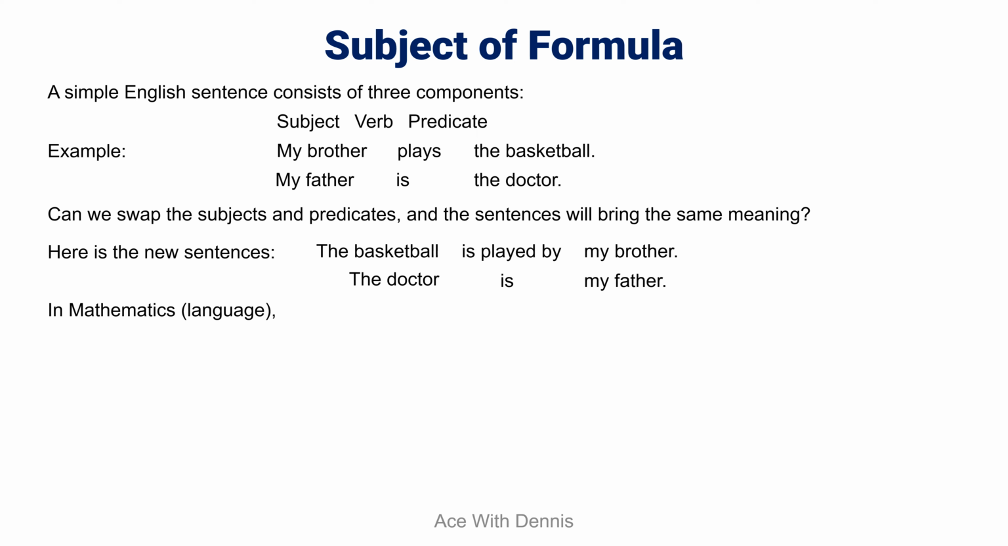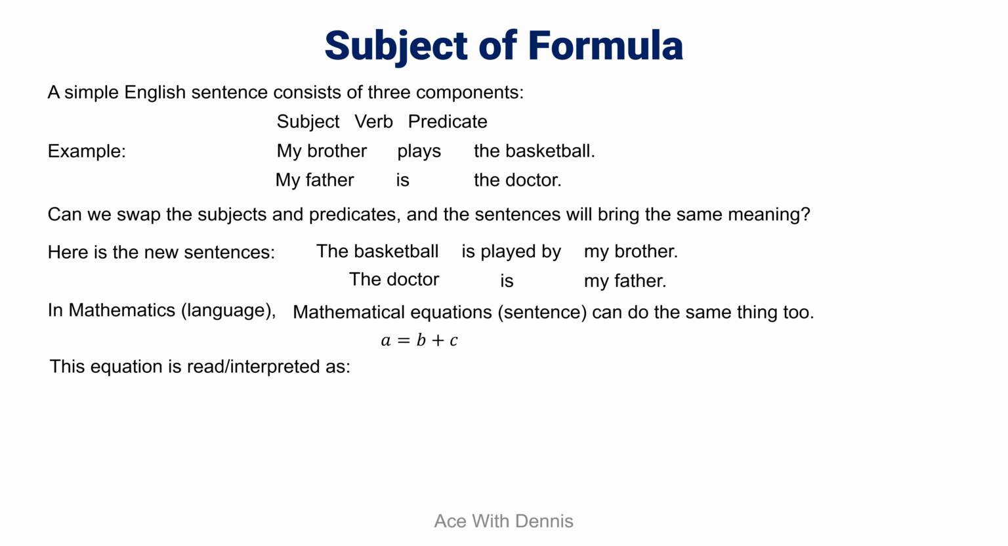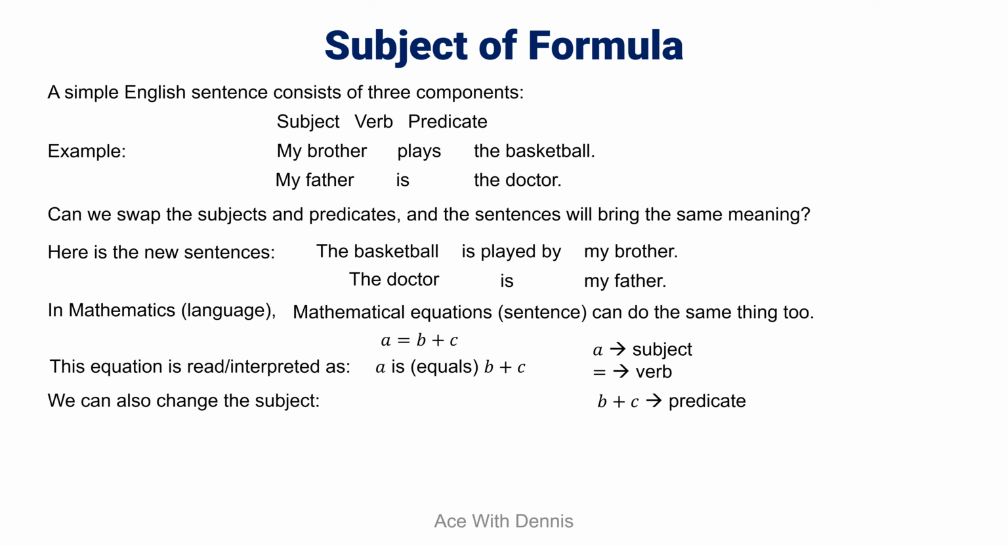We talk about mathematics. In mathematics, I would say it is in terms of the language. A mathematical equation, we can treat as a sentence and do the same thing too. So let's look at this simple example. A equals B plus C. The subject for this equation will be A. So this equation is read or interpreted as A is, which means equals, B plus C. A is the subject, the equal sign is the verb, and B plus C is the predicate.